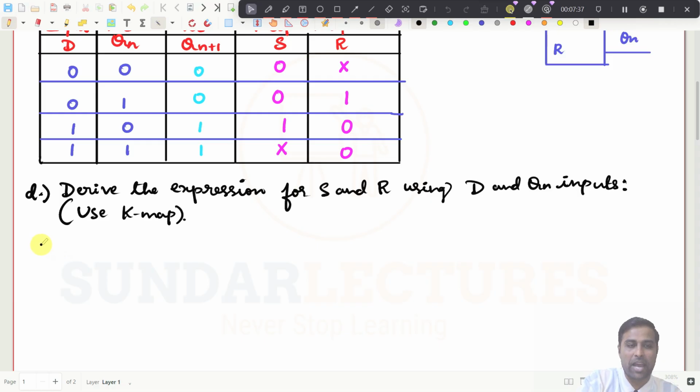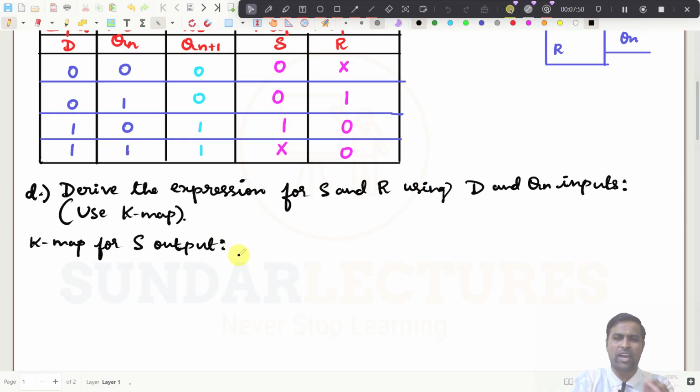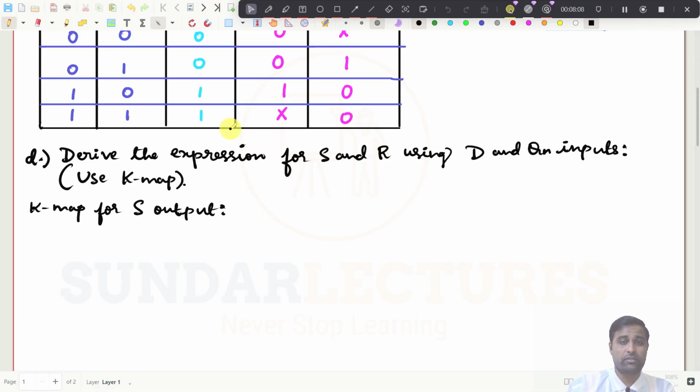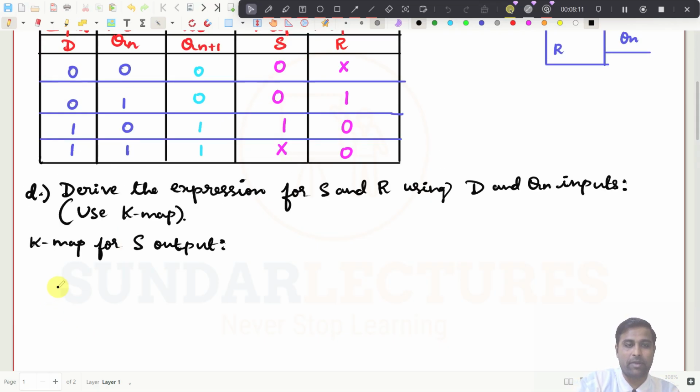Let us assume, I will write it down, K-map for S output. We always draw the K-map for each output. Now we have S and R as the output, not taken as input. So try to understand, we are deriving the expression for S and R with the help of these two inputs. You don't see Qn plus 1, it will be eliminated after writing the S and R values. So how will you draw the Karnaugh map? I will draw the Karnaugh map and tell you.